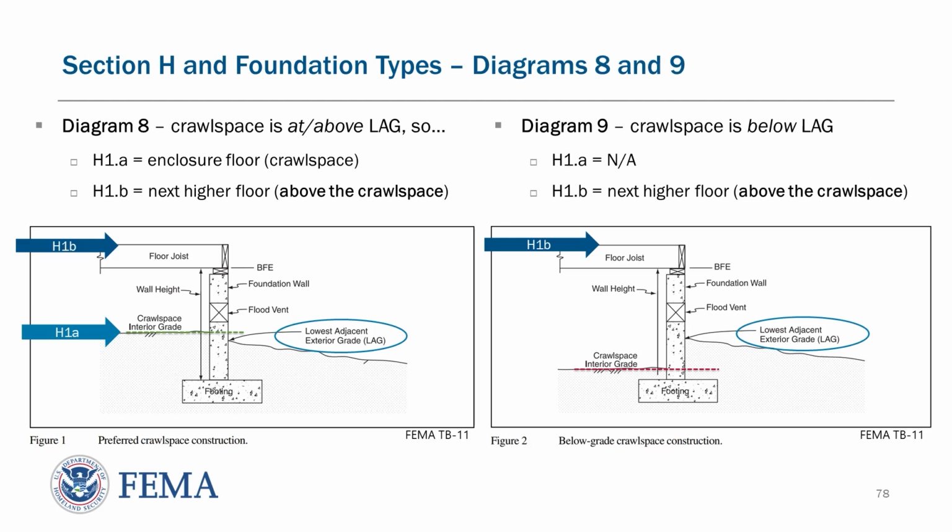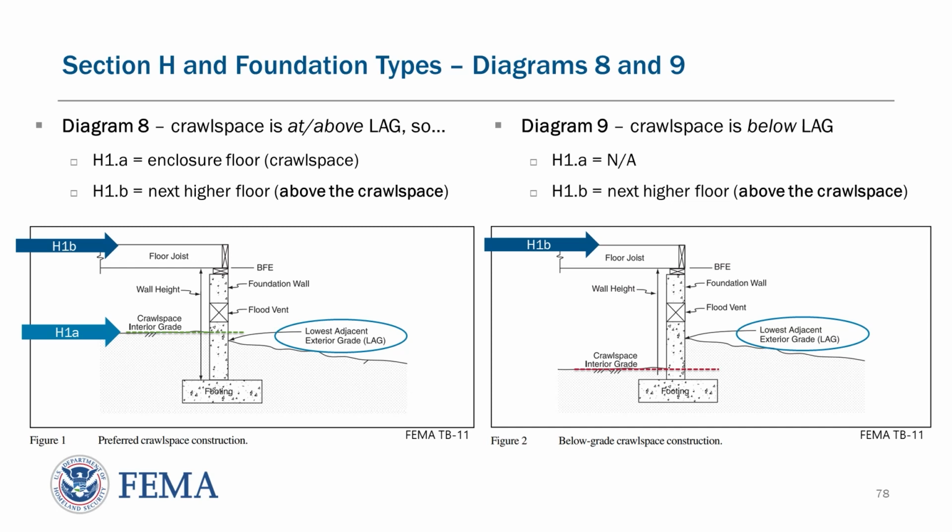The diagram 8 crawl space is at ground level, so for H1A, the lowest floor at or above grade is the crawl space, and H1B, the next higher floor, is the elevated floor. For diagram 9, the crawl space is below grade, so write NA in H1A and record the elevation of the first floor, the elevated floor, in H1B.